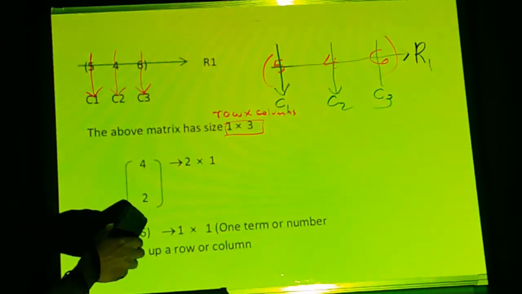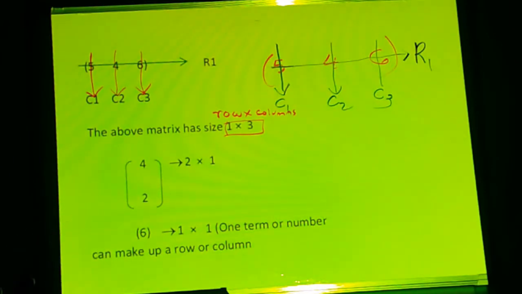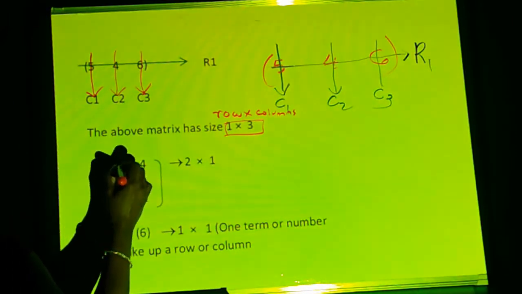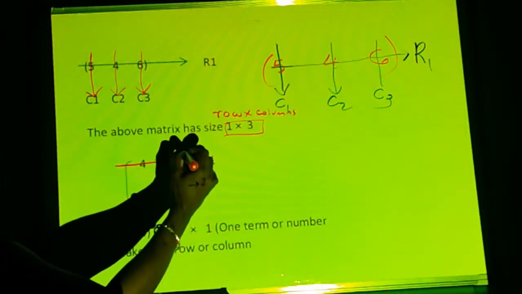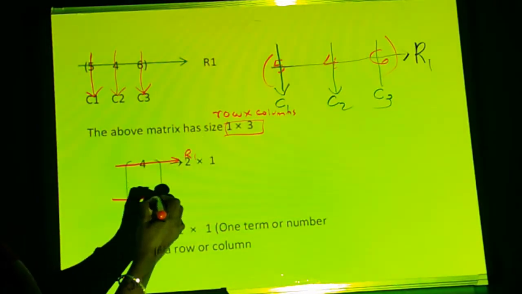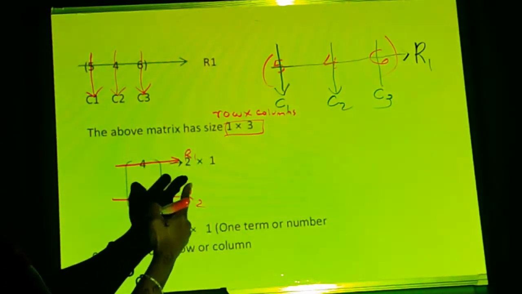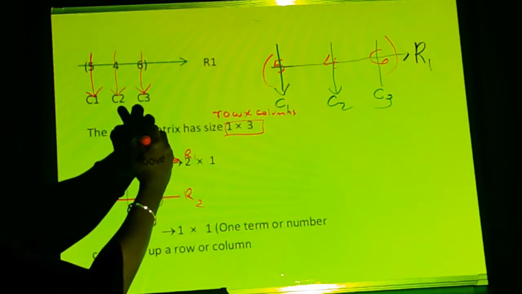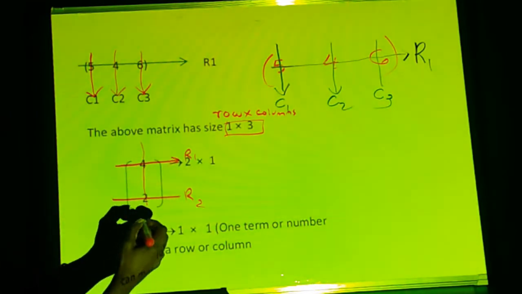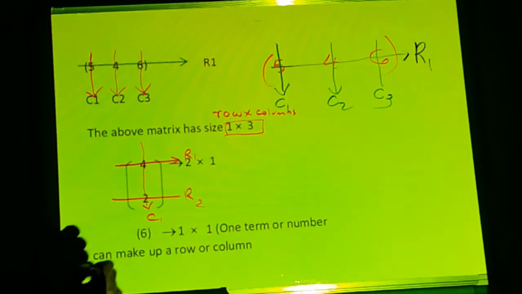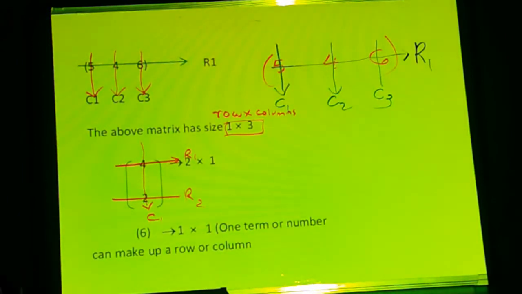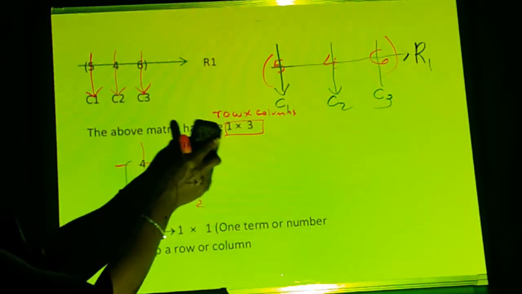Next example. What's the size of this matrix? The answer is given here already. But next time I'll try and hide the answers for those who are cheating. Alright, so we go now. Row 1. Row 2. That's how they got the 2. And only 1 vertical line can pass through these numbers. Column 1. Alright. So we have 2 by 1.